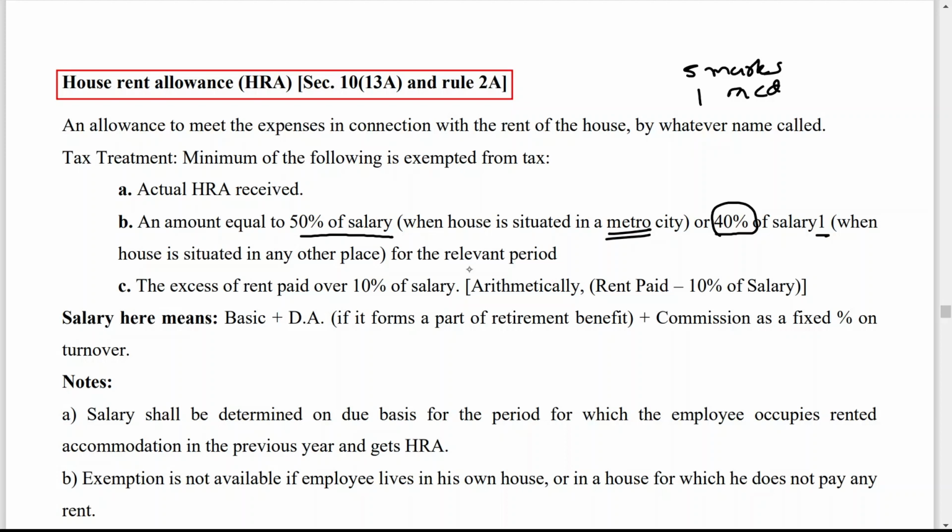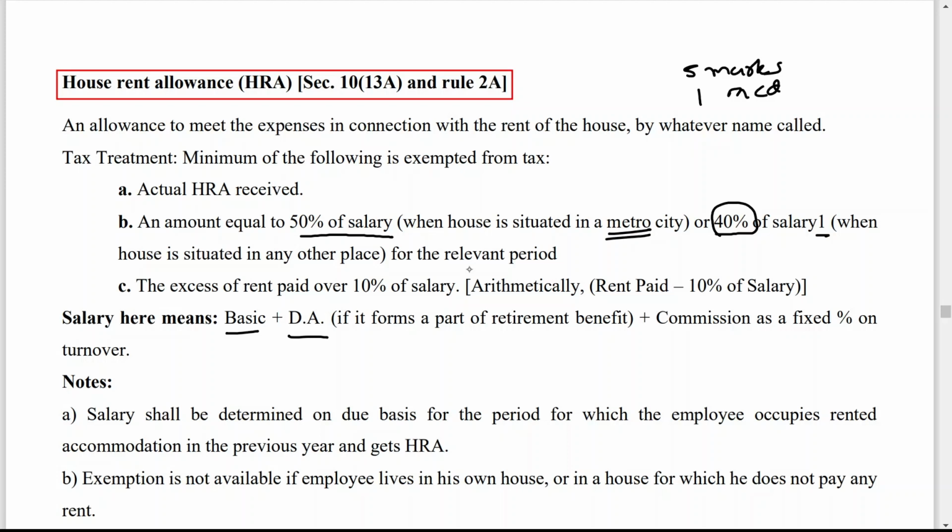A small sum can be asked from this, in which you have to find the exempted amount or taxable amount. Now, what is the meaning of salary? Here we are talking about 50% of salary and 40% of salary, but you should know what salary means. Salary means basic plus DA. If DA forms a part of retirement benefit, then only you have to take the full DA. We have already discussed what is forming part and what is not.